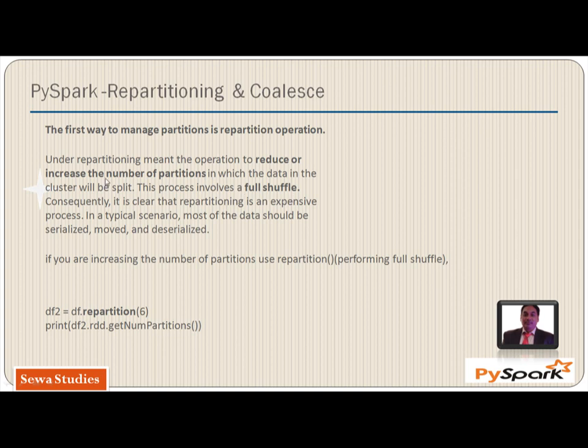Repartition can reduce and increase the number of partitions into which data in the cluster will be split. The processing involves full shuffling. If you are increasing the number of partitions, use repartition, which performs full shuffling. In the statement df.repartition, you can put the number of partitions here. This is 6, that's it. Then rdd.getNumPartitions gives you the number of partitions in your data.